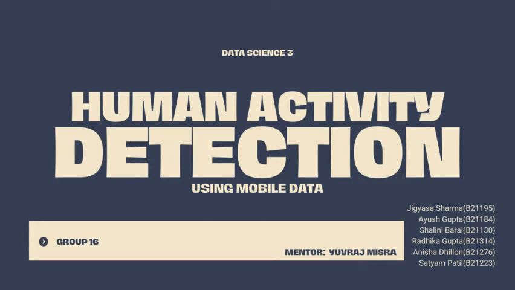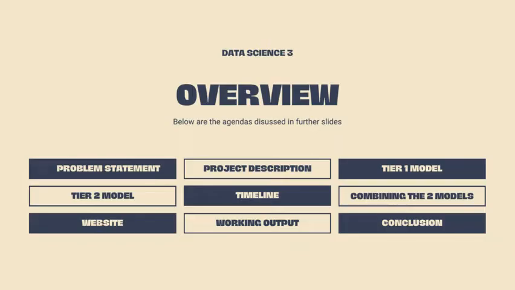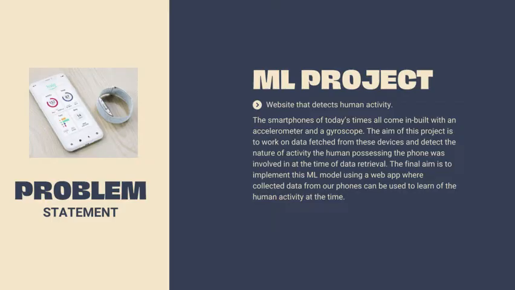Our group project is about making a model that detects human activity using cell phone data. This is the overview of what will be discussed in the further slides. This is the problem statement. We have to make a two-tier supervised machine learning model that works on data fetched by gyroscope and accelerometer to detect the type of activity the person is doing.